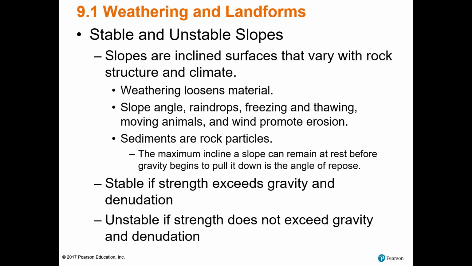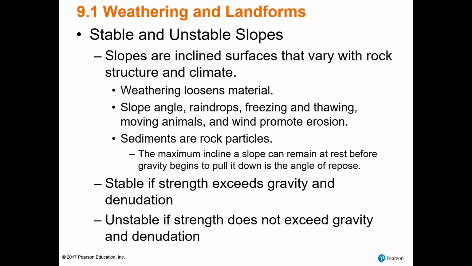When we think about a slope, it's an incline, and some are stable and some are unstable. They vary with their rock structure or composition, and they also vary according to the climate that they're in. So we did study climate versus weather extensively, and we know that climate refers to the amount of water in the atmosphere, and also temperature and weather effects. So weathering will loosen material. The slope angle, raindrops, freezing and thawing, moving animals, and winds all promote erosion.